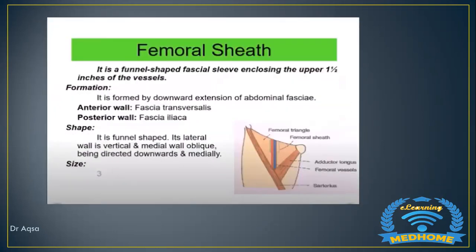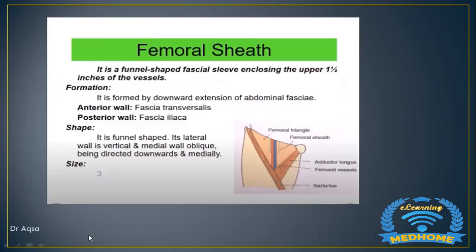Now, what is the femoral sheath? So the femoral sheath is a part of the femoral triangle. Now, the first important thing that you need to know is that the femoral sheath is 1 inch or 2.5 centimeters above the inguinal ligament.